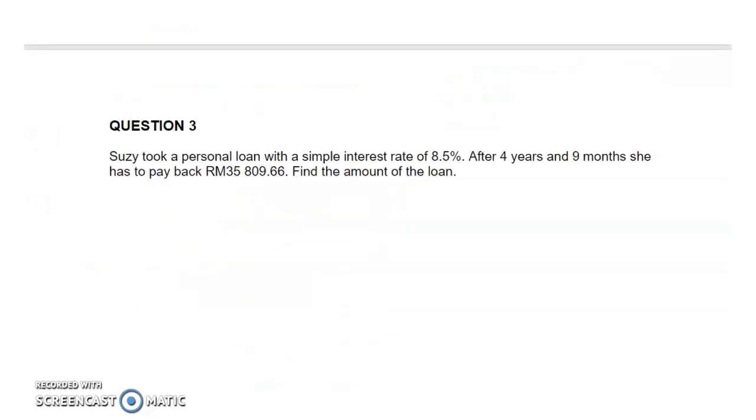Okay, question 3. Susie took a personal loan with a simple interest rate of 8.5%. So R equal to 0.085. After 4 years and 9 months, she has to pay back 35,809 ringgit 66 cents. So this one, pay back, means value S. Find the amount of the loan. Loan means the amount that we borrow, so we want to find value P.